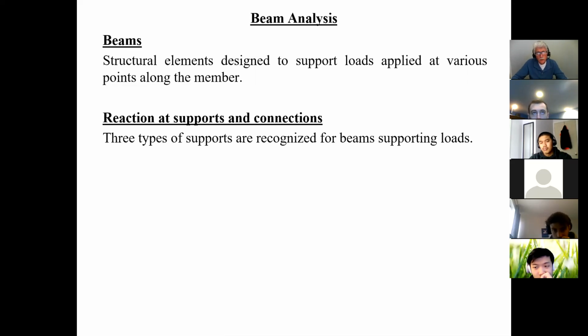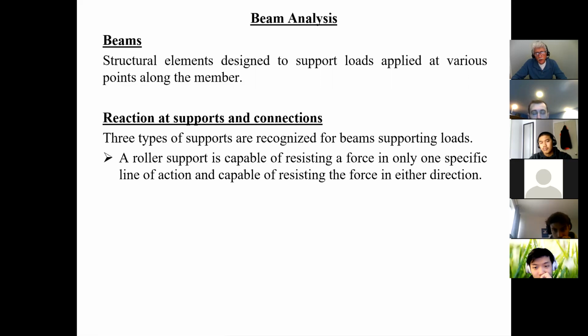Now, the most basic one, a roller. We call it a roller because we need some kind of a diagram to represent what we are restricting at that particular point where the beam is being supported, or at its reaction area, okay? So you guys heard that a roller support is capable of resisting forces in only one specified line of action and capable of resisting that force in either direction.